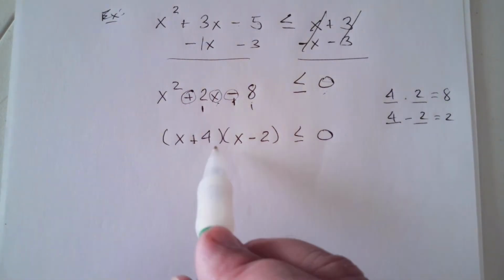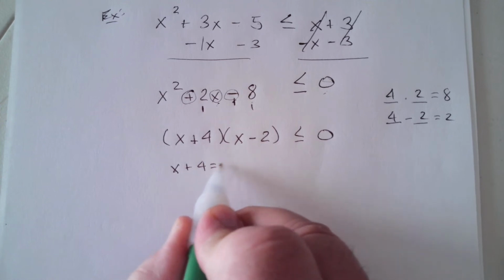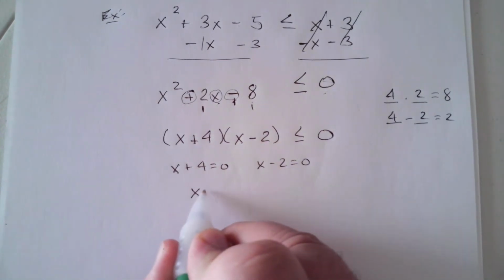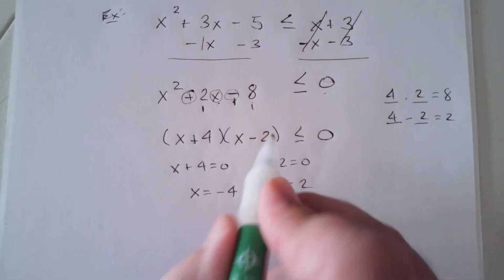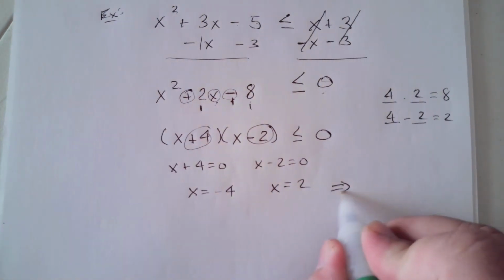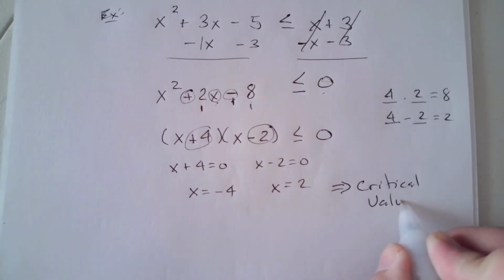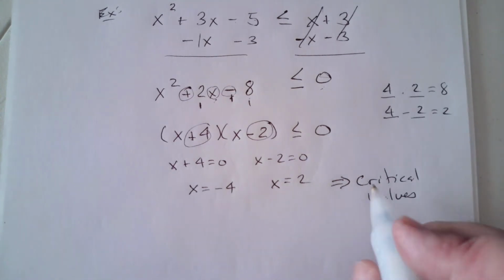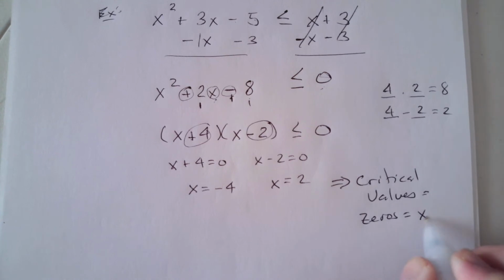So I took that, I factored it. I solve these two equations. Remember, it's always going to be the opposite of what's inside the parentheses. So these are my critical values. They're also my zeros and my x-intercepts.